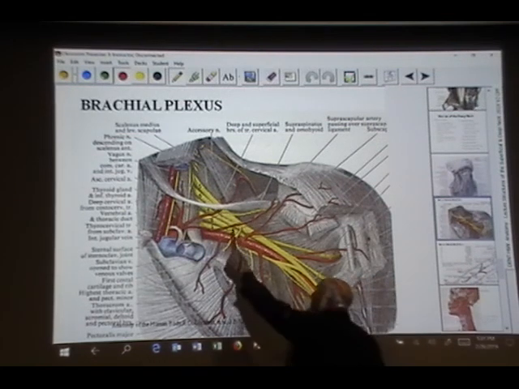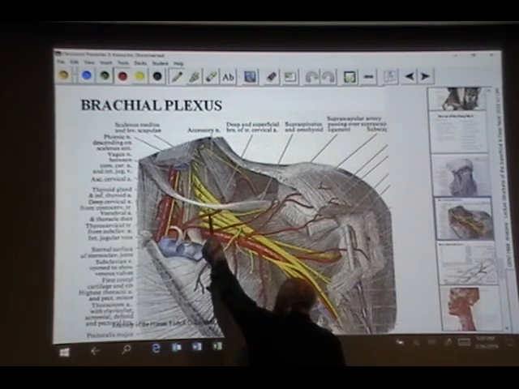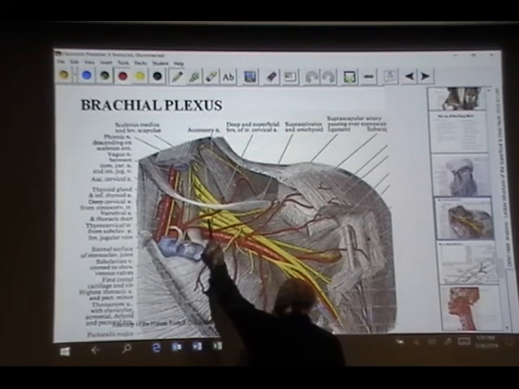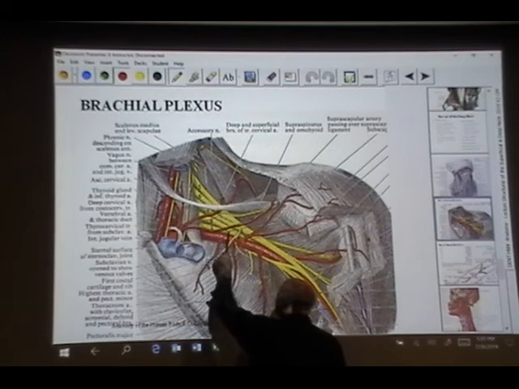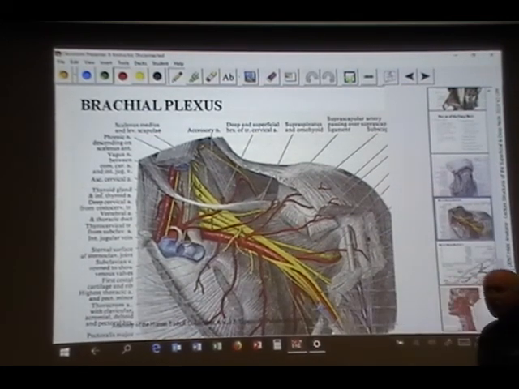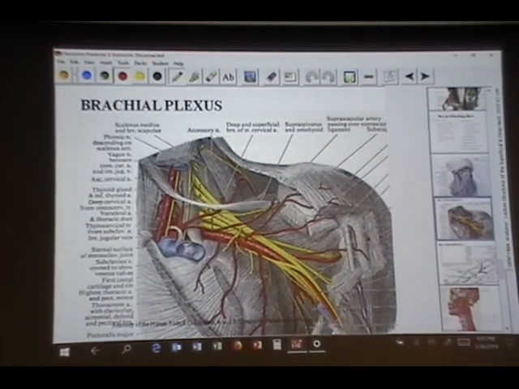So C5 and C6 come together here and they form a trunk. C7 does not form a trunk, but it continues out towards the upper extremity. C8 and T1 come together and form a trunk, okay? So where C5 and C6 form a trunk, that's called the upper trunk, okay? Where C7 comes down, that's the middle trunk. Where C8 and T1 come together, that's the lower trunk, okay?